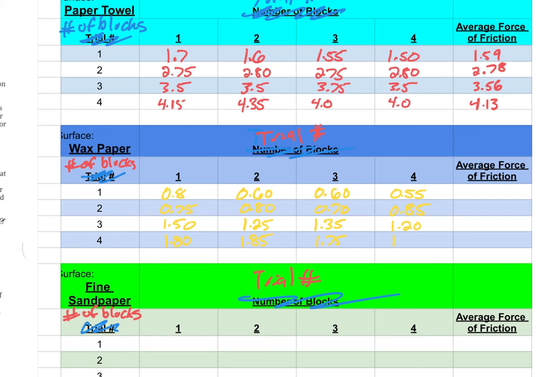And trial 4, we also got 1.75. All right, so again, we're going to average the forces. So we're going to add each of the trials together and divide it by 4 because we've got 4 trials. So for 1 block, we got 0.64 as our average. For 2 blocks, we got 0.78. 3 blocks, 1.38. Sorry, 1.35. And for 4 blocks, 1.79.